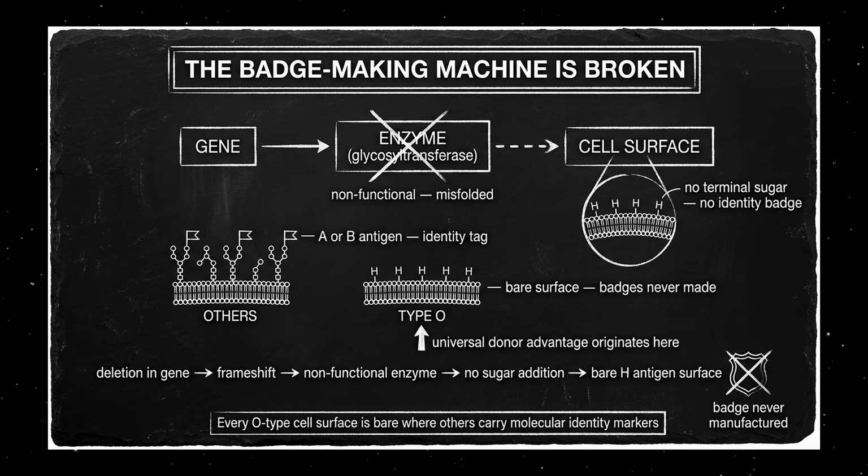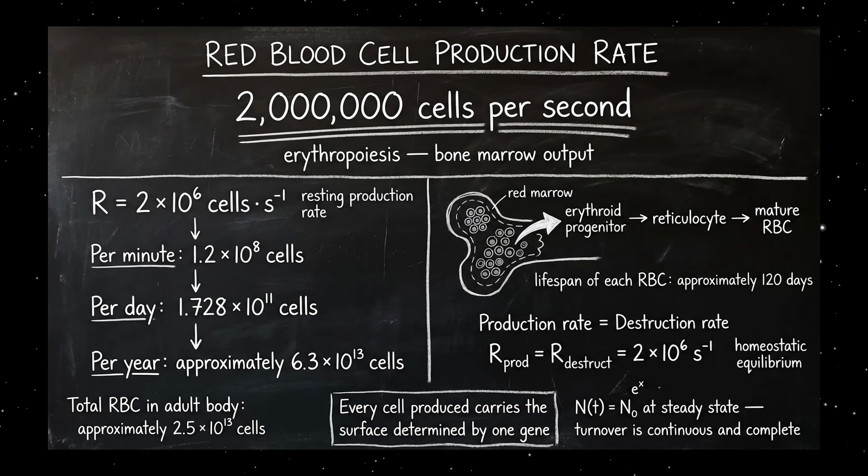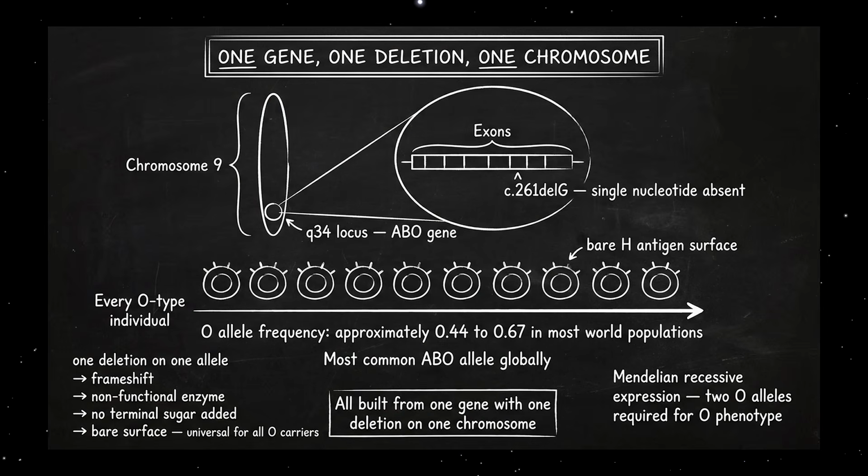The badge-making machine is broken. The badges were never made. The surface of every cell you own is bare where everyone else carries molecular identity tags. Bare surface is the universal donor advantage. The marrow produces 2 million new red blood cells every second, and everyone carries the bare H antigen because everyone is built from one gene with one deletion on one chromosome.